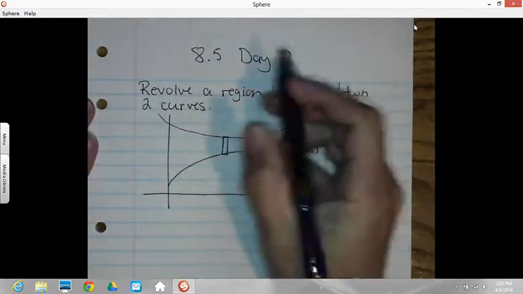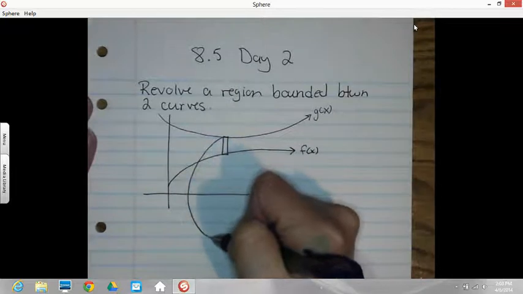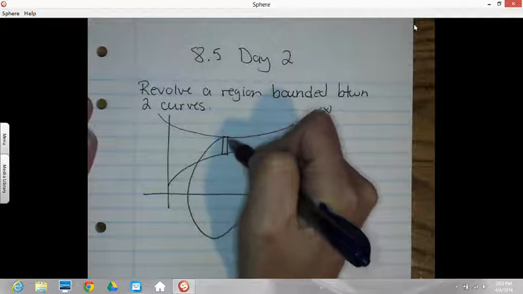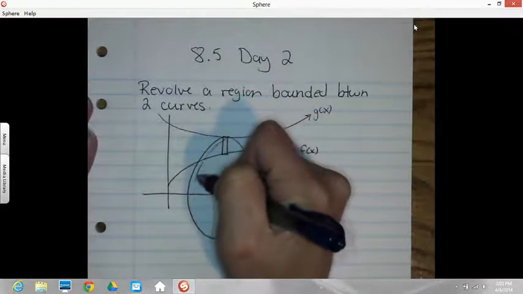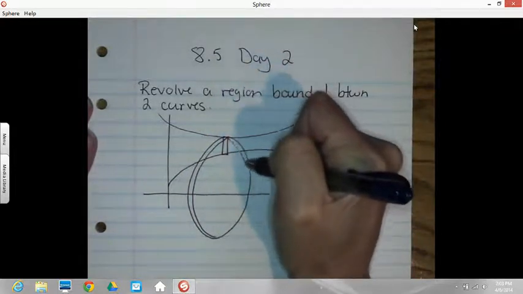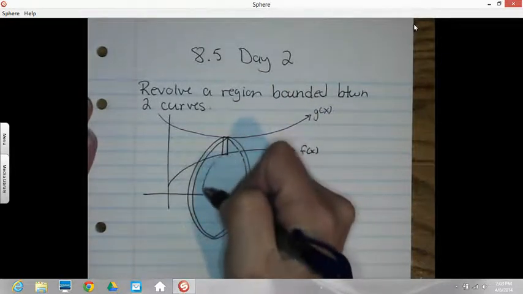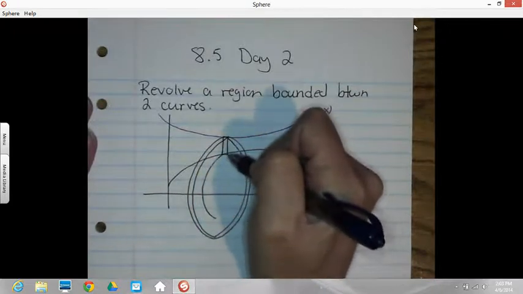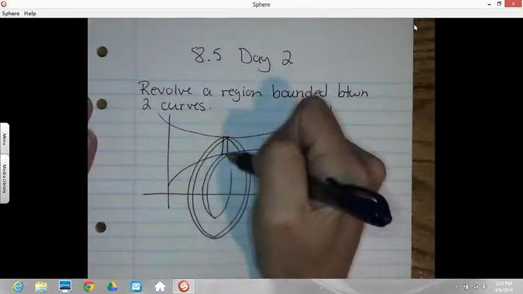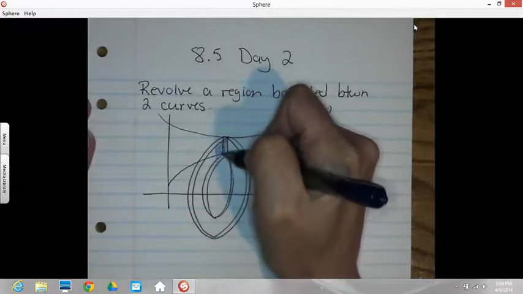I'll try and draw it again. And here's the bottom. Oh, up here, sorry. Just so you know, I'm doing a terrible job at this. Well, anyway, you get this solid shape right here. Try and shade it in.